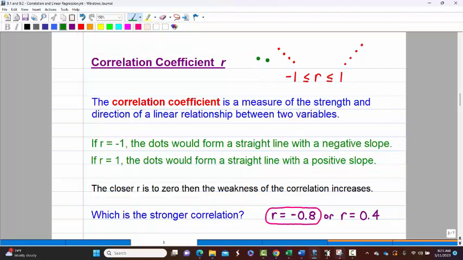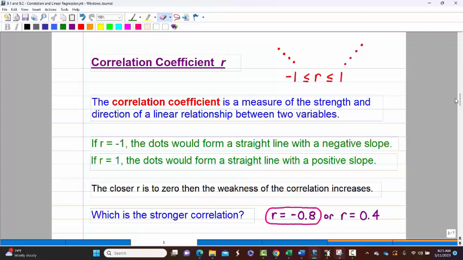Of course, I'm trying to draw this, so pretend this is a straight line no matter what it looks like, and pretend my other one's straight too. Yeah, you see, that would be the same kind of idea. It just doesn't have the same slope, but it's a perfect negative linear relationship. And the same thing goes with the positive side. A perfect correlation of +1 means the points form a perfectly straight line with some sort of positive slope.